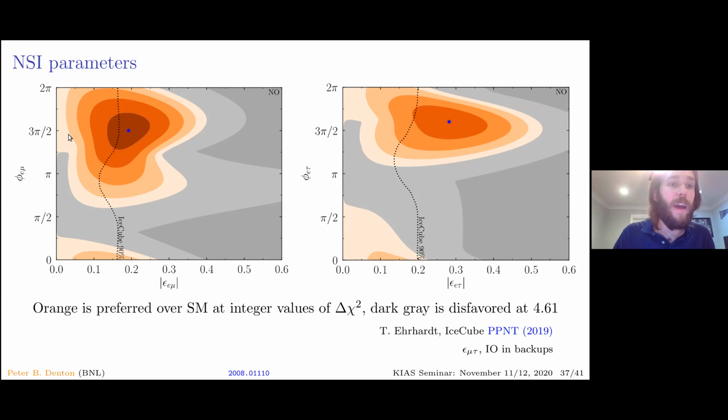And we can see that in fact, CP conserving new physics, that is at 0 or pi, doesn't really do a very good job, right? You really want to be in the CP violating scenario of non-standard interactions. We also see that epsilon e mu does a little bit better than epsilon e tau, but they both are similar. And I've also drawn a constraint from IceCube. So IceCube disfavors everything to the right of this black dashed line. And it's somewhat in tension with this preferred region, but of course you could just sit in this little corner right there.